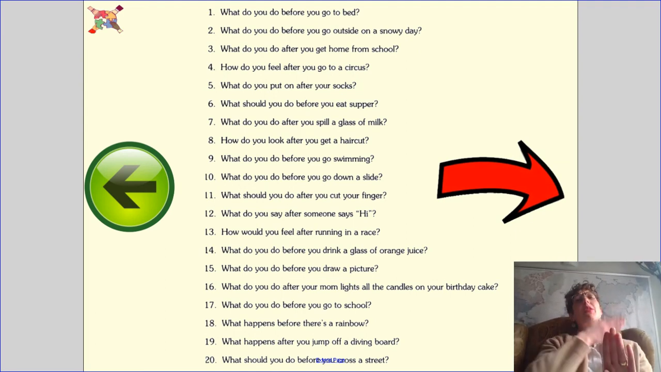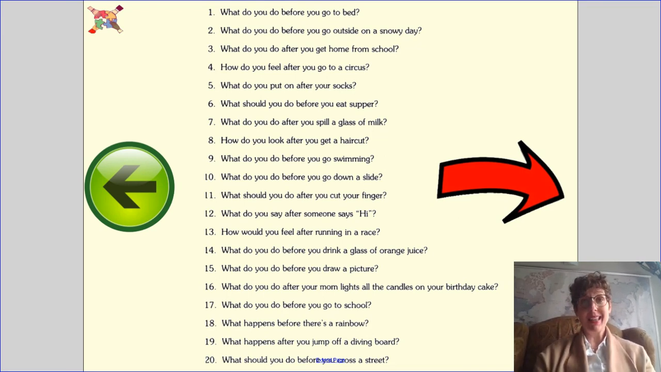What do you do before you go to bed? Something I do is I brush my teeth. I always brush my teeth before I go to bed. That's a good habit to get into. What's something you do before you go to bed?